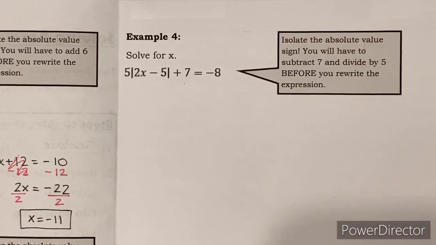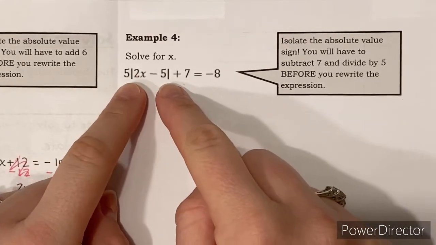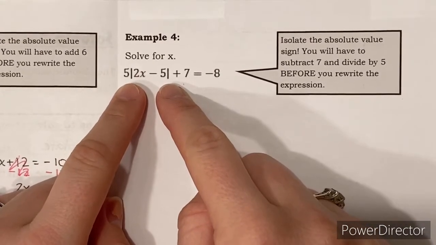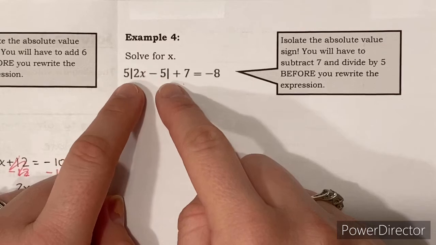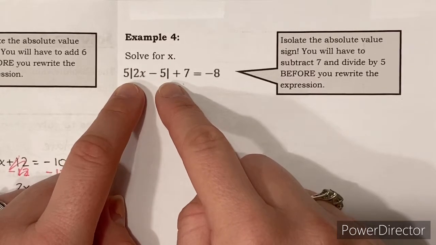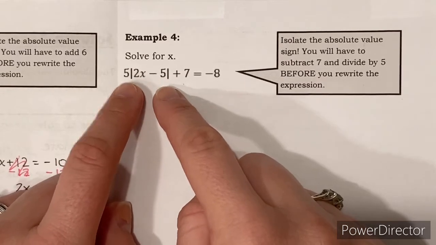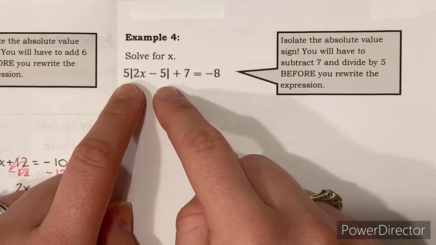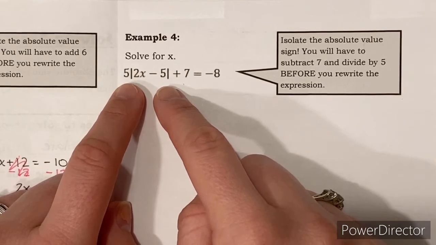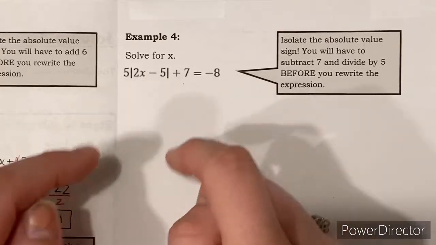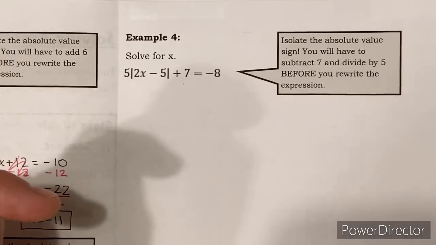Now, the first thing I want to tell you is these absolute value bars are not parentheses. So a lot of kids say, oh, well, we're going to distribute that 5. That is not true. These are not parentheses, and we distribute over parentheses. So be mindful of that. Absolute value bars work a little bit differently. So I'm going to show you a different way to do it. It's actually a little bit faster. So let's go ahead and start solving this.